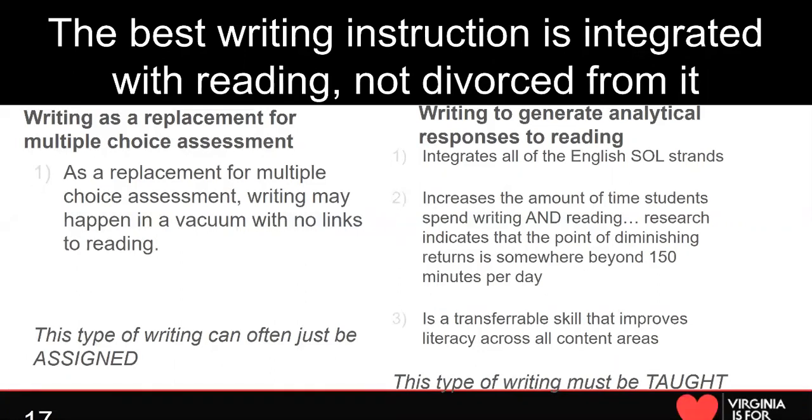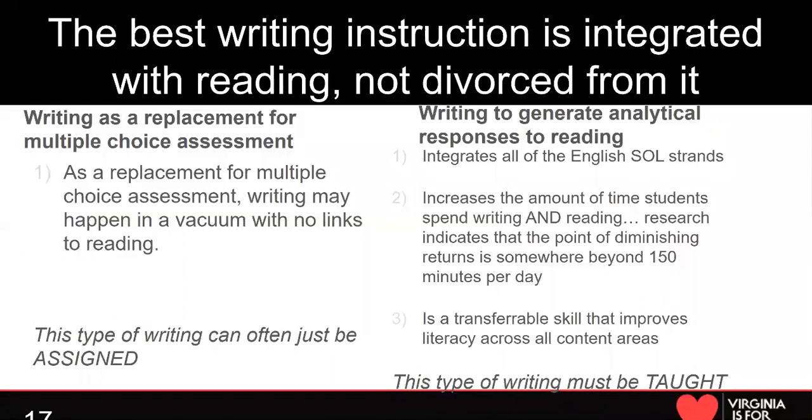So if we're talking about taking classroom writing to the next level, it's important to have it integrated with reading so that you can generate these more analytical responses. Doing so will allow you to integrate all the English SOL strands. So if you think about writing authentically in response to reading, that is allowing you to both communicate, it's asking you to research, it's asking you to read, and it's asking you to write. So really, you're killing like 4 birds with 1 stone by having writing based on information that students are reading.